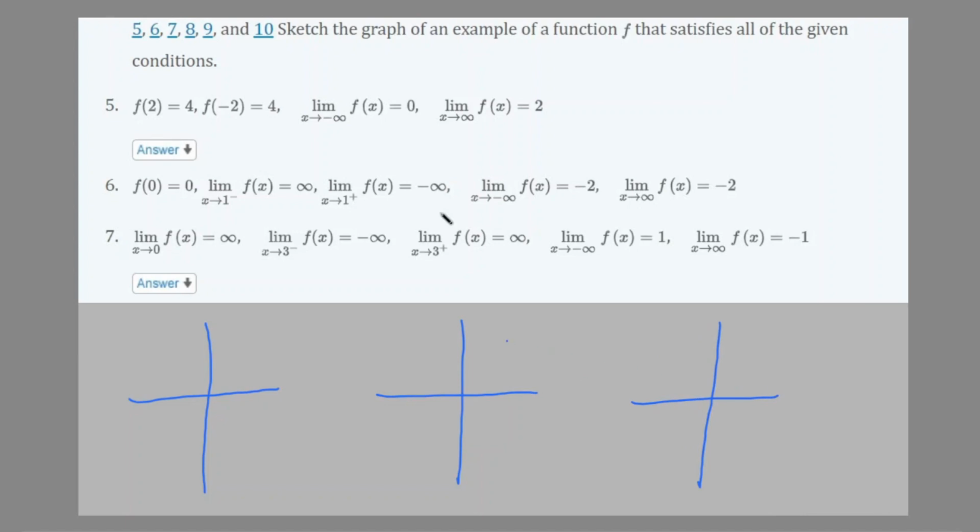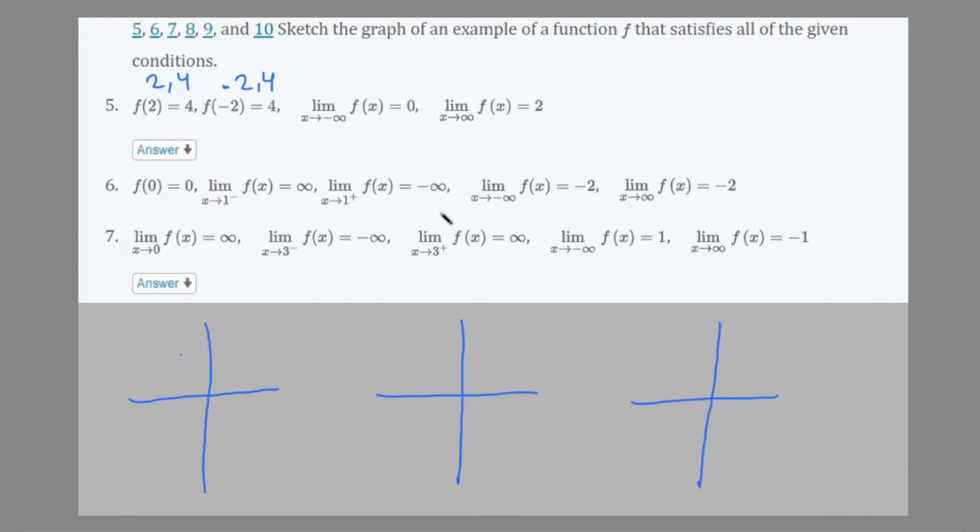All right, so let's look at number 5. So number 5, the criteria is that at x equals 2, the point is 4. So this is a point that must exist on the graph, and then -2 and 4 is also a point that must exist on the graph. And we're also given that the limit as x goes to negative infinity is 0, which is our first horizontal asymptote, and our other one is as x goes to infinity, it's 2.